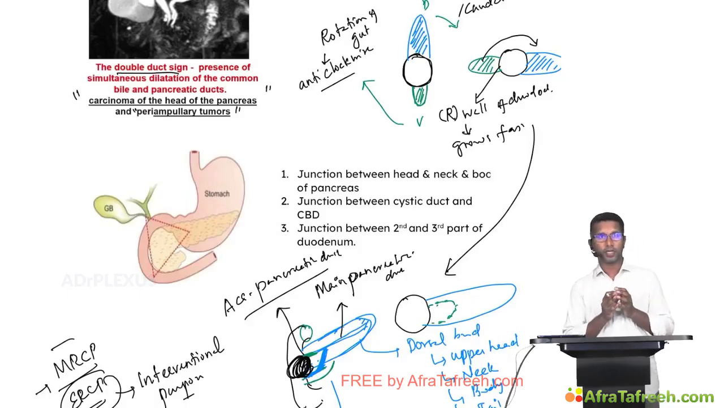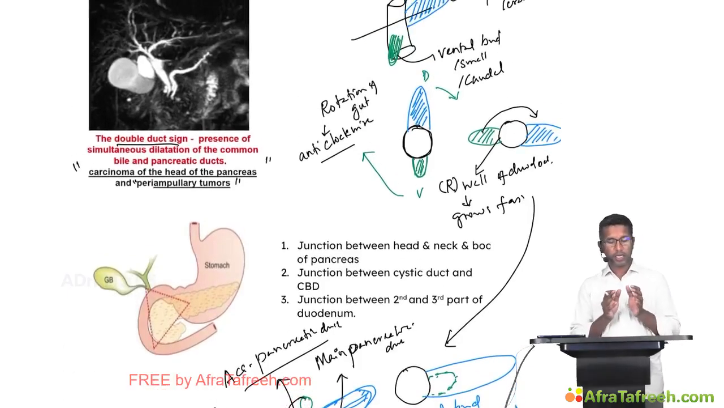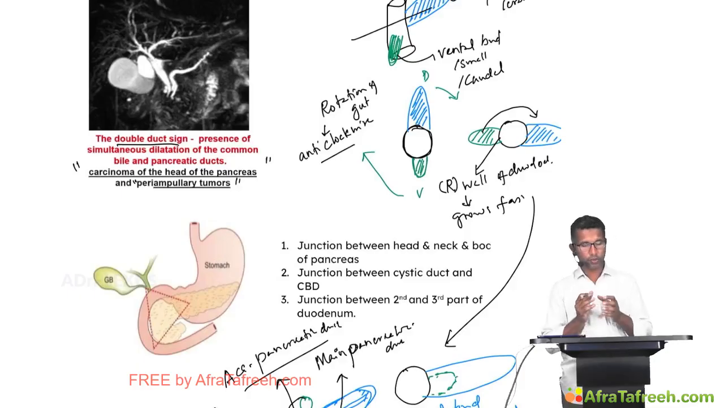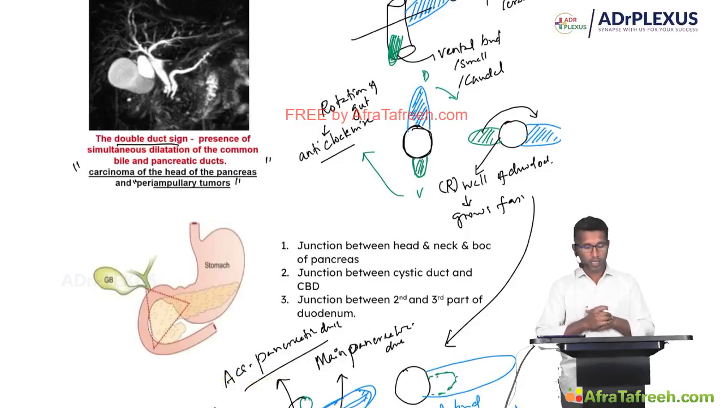And when you do an MRI, you can see the ducts getting dilated. This is a contrast MRI showing the ducts. When the ducts are dilated like this, it is called the double duct sign.